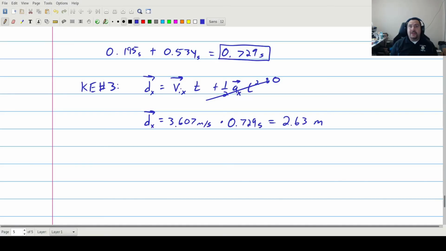So that's really all there is to it about projectiles launched at an angle.